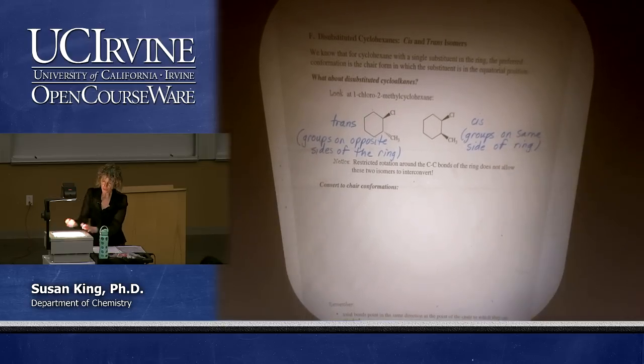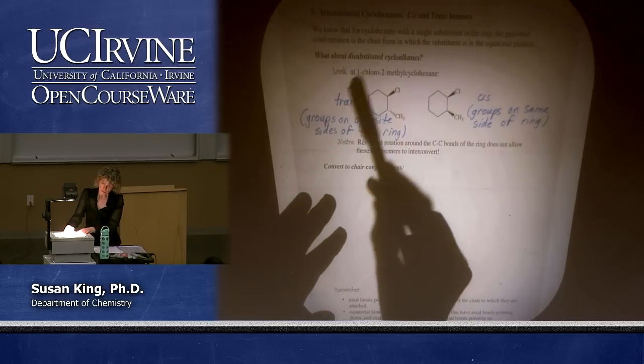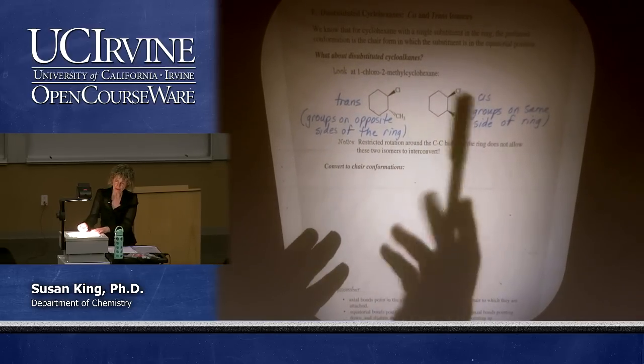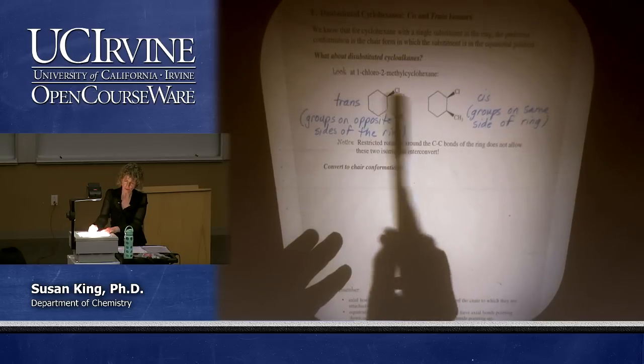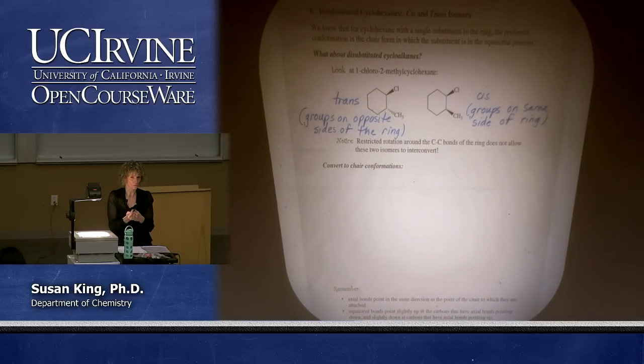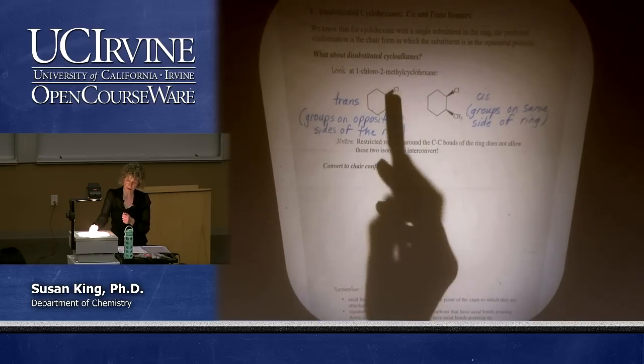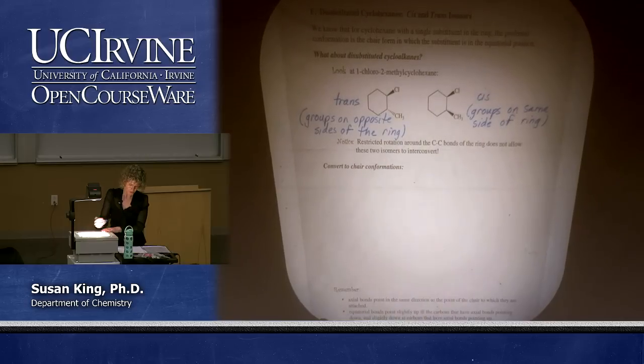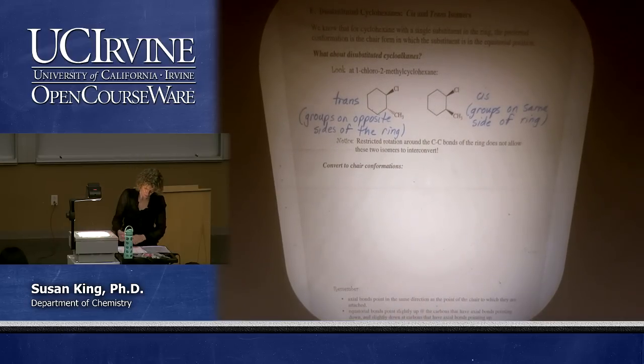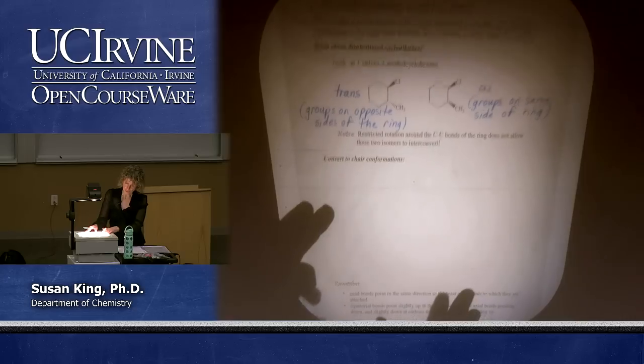In this particular case, we have them drawn where they're wedged, but you could also have them dashed, just as long as they're on the same side. So one up, one down, that means trans. Both down or both up, that means cis. All right, so these are completely different compounds because they can't rotate or anything. This can't rotate because it's restricted by the ring. So we can't convert a trans into a cis. Those are completely different compounds with completely different physical properties.